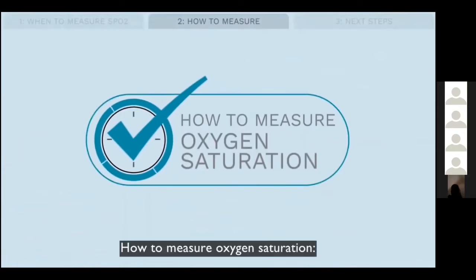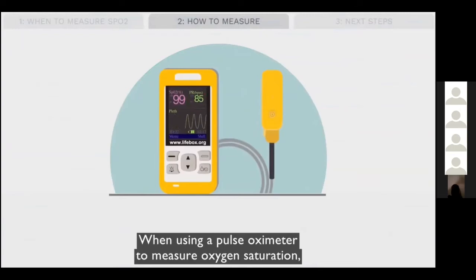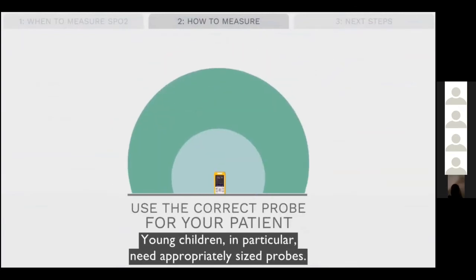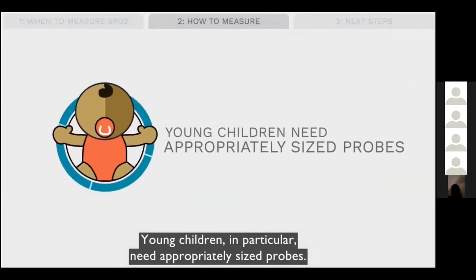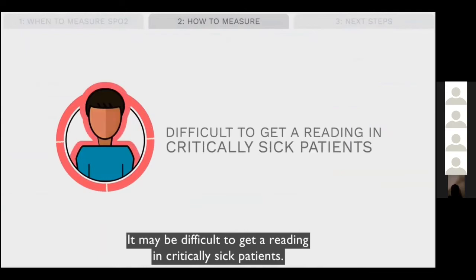How to measure oxygen saturation. When using a pulse oximeter to measure oxygen saturation, remember to use the correct probe for your patient. Young children in particular need appropriately sized probes. It may be difficult to get a reading in critically sick patients.